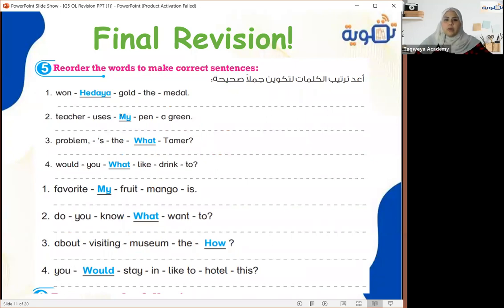Next, number one is about Hidayah Malek. If you remember, Hidayah Malek, I would say start with Hidayah here, and that's a sentence, of course. Hidayah, then I need a verb, won. The gold medal. Again, subject, a verb, and then complete your meaning. Hidayah won the gold medal.